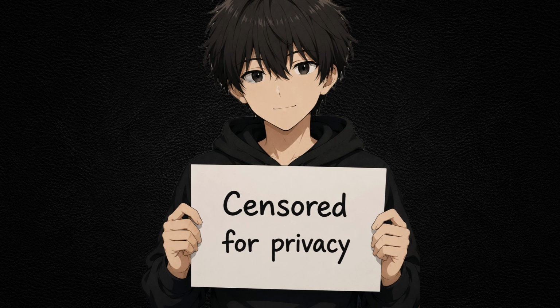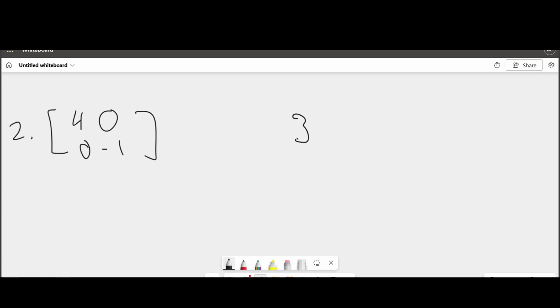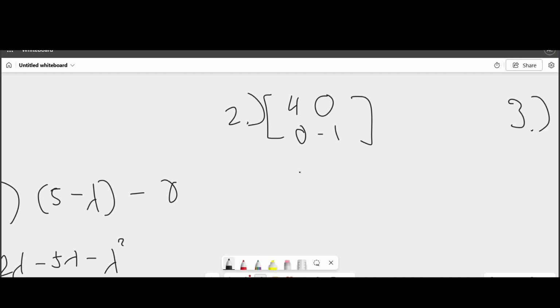Let's try another example right here. We're just going to try out 3 examples, and that'll be the extent of it. So we have 4, 0, then 0, negative 1. It's going to be the last example that I'm going to use. Let's solve this.